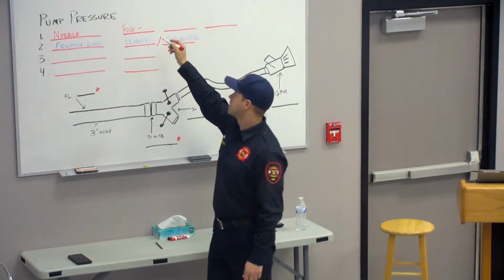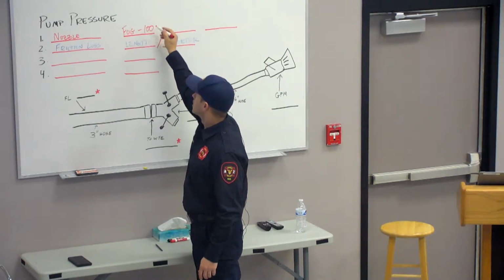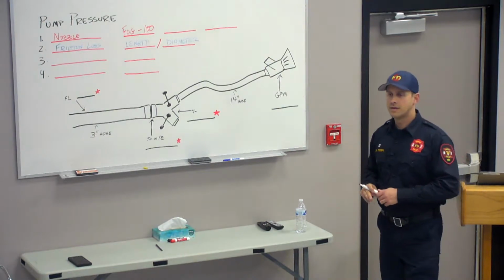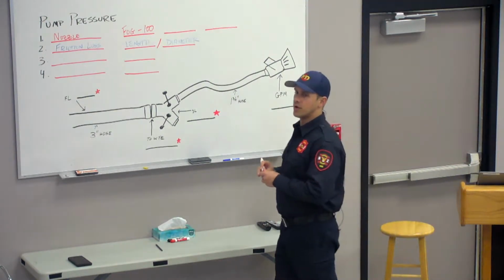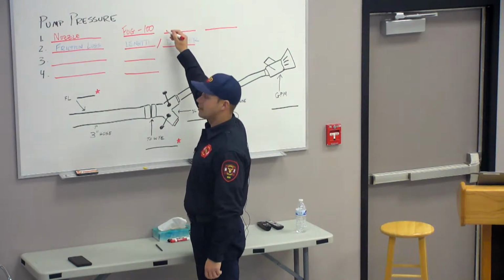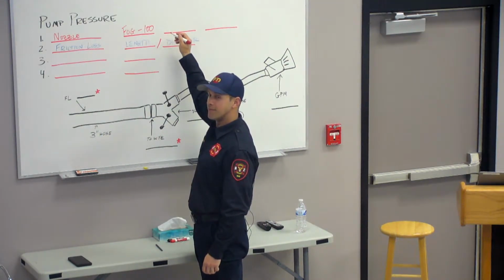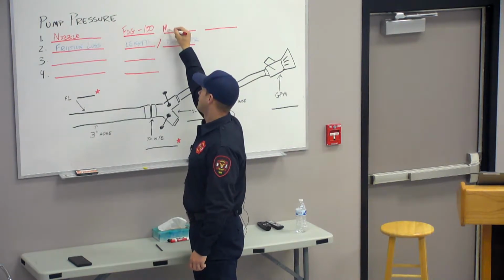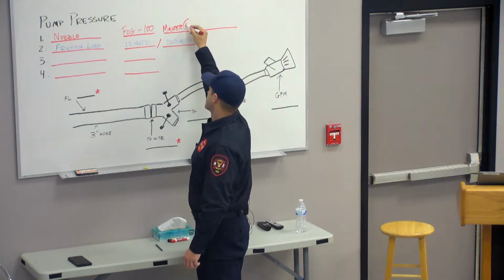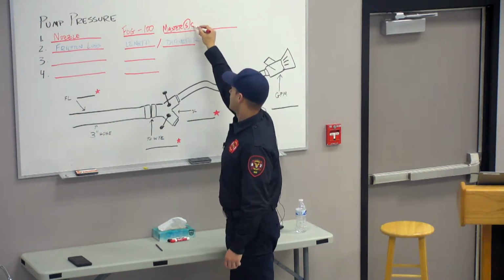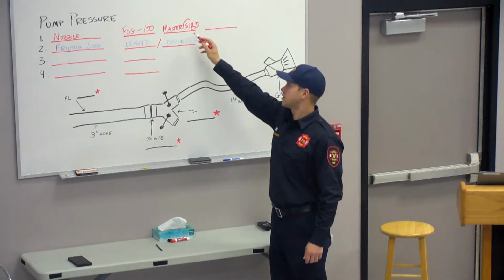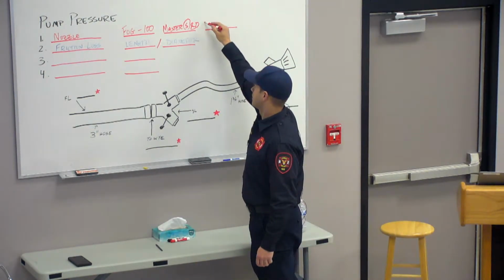100. What else do we have? Should be three. 80 and 50. And what are those? Give me one of them. 80. So the 80 is what? Master stream. Very good. So master stream, and I'm going to say smooth bore, so we got 80 on that. And in the same regards, we got a smooth bore hand line, right?